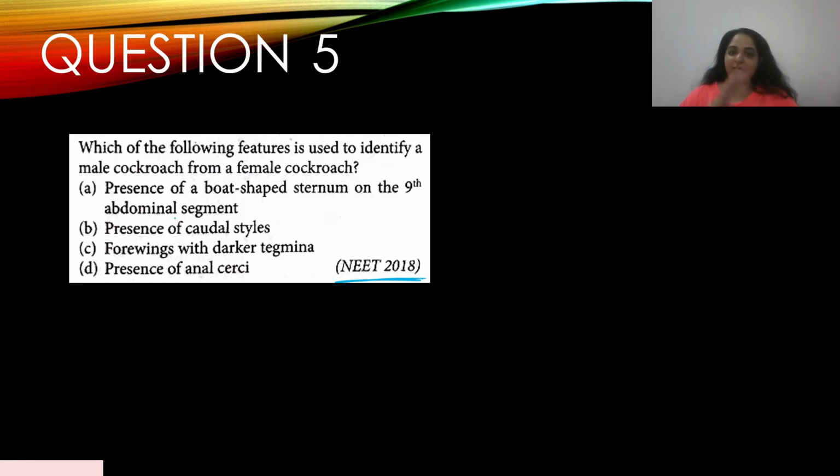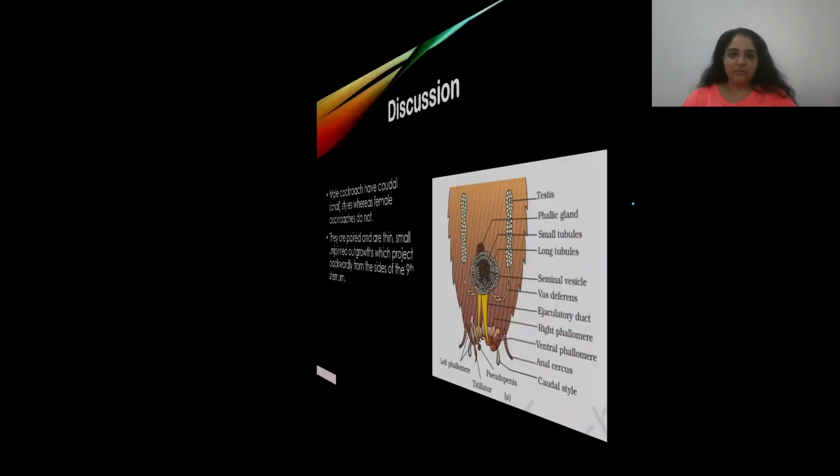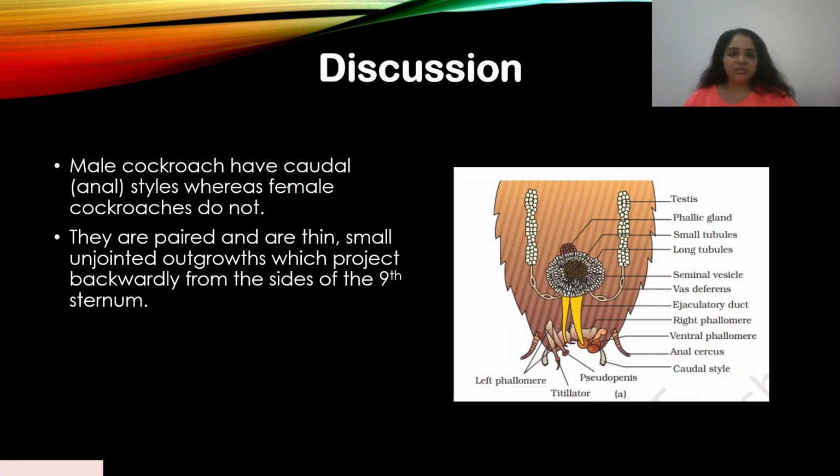So, to identify a male cockroach from a female cockroach, male cockroaches have caudal styles, also known as anal styles. So the answer over here is B. Okay, answer is B. Let's go to the discussion. So male cockroaches have caudal styles, whereas female cockroaches do not. Okay, so that's a very important physical appearance identifier between a male and a female cockroach that you can see physically.